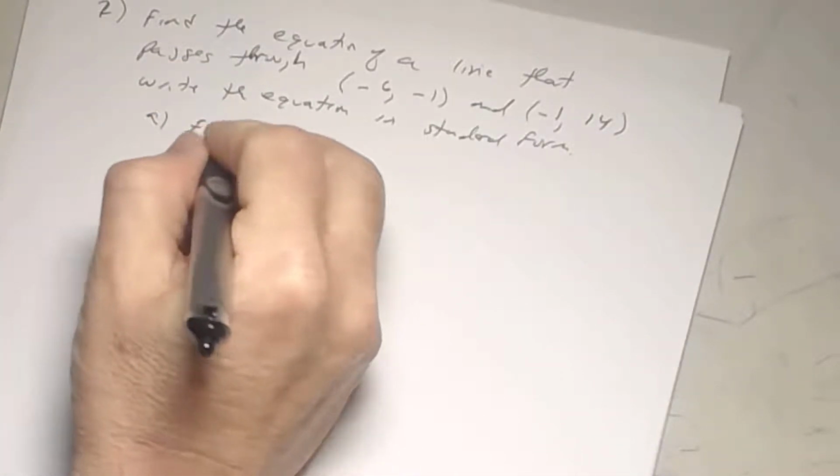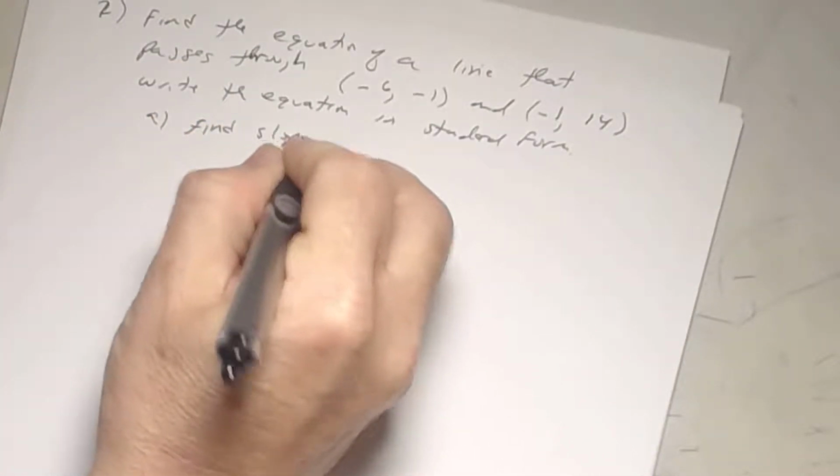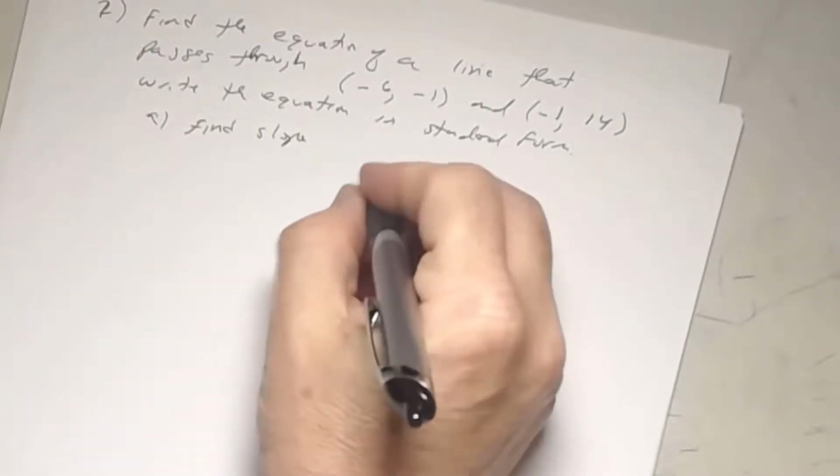All right. So if you're going to write the equation of a line, what is the first thing you have to do always? Find the slope. All right. So part A, find the slope. Well, to find the slope, I've got to know the formula for slope. What's the formula for slope?